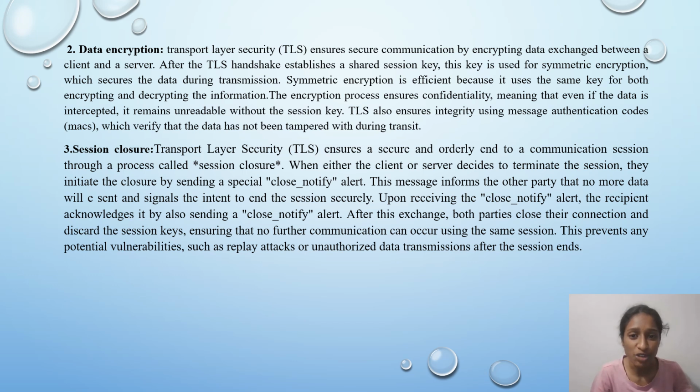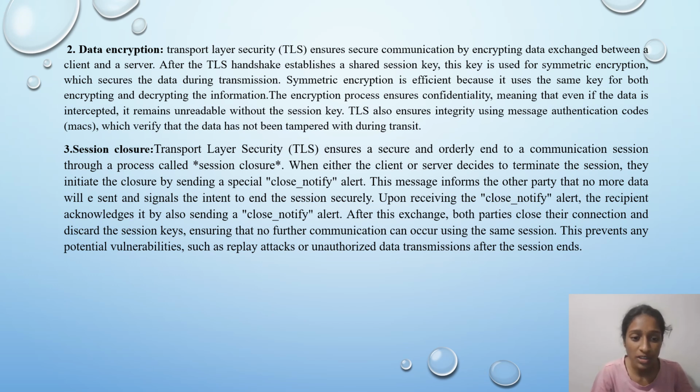Transport layer security ensures secure communication by encrypting data exchanged between a client and a server. After the TLS handshake establishes a shared session key, this key is used for symmetric encryption, encrypting and decrypting the information. The encryption process ensures confidentiality, meaning that even if data is intercepted, it remains unreadable without the session key. Transport layer security also ensures integrity using message authentication codes, which verify that the data has not been tampered with during transit. Next, we'll see session closure.